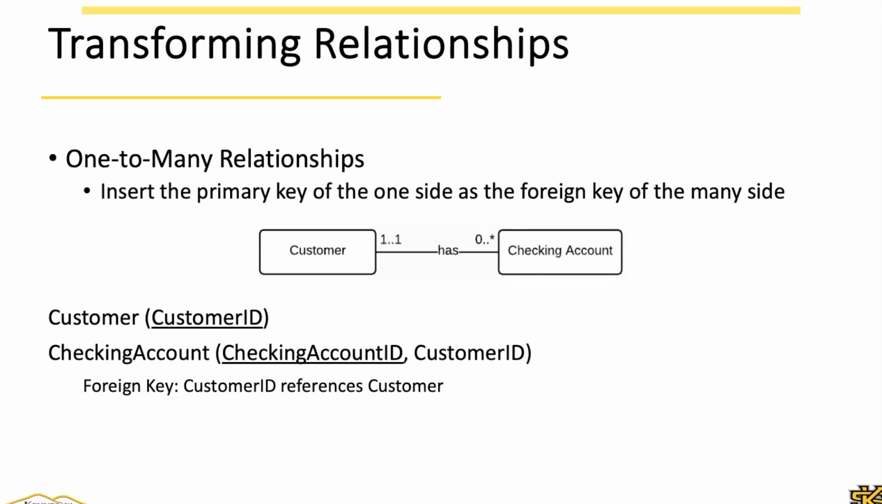the customers. So the customer ID serves as the primary key on the one side, the one that's related to the customer, and becomes the foreign key on the many side, the checking account. This setup maintains the one-to-many relationship, ensuring that each customer can have many checking accounts, but each checking account is associated with only one customer.